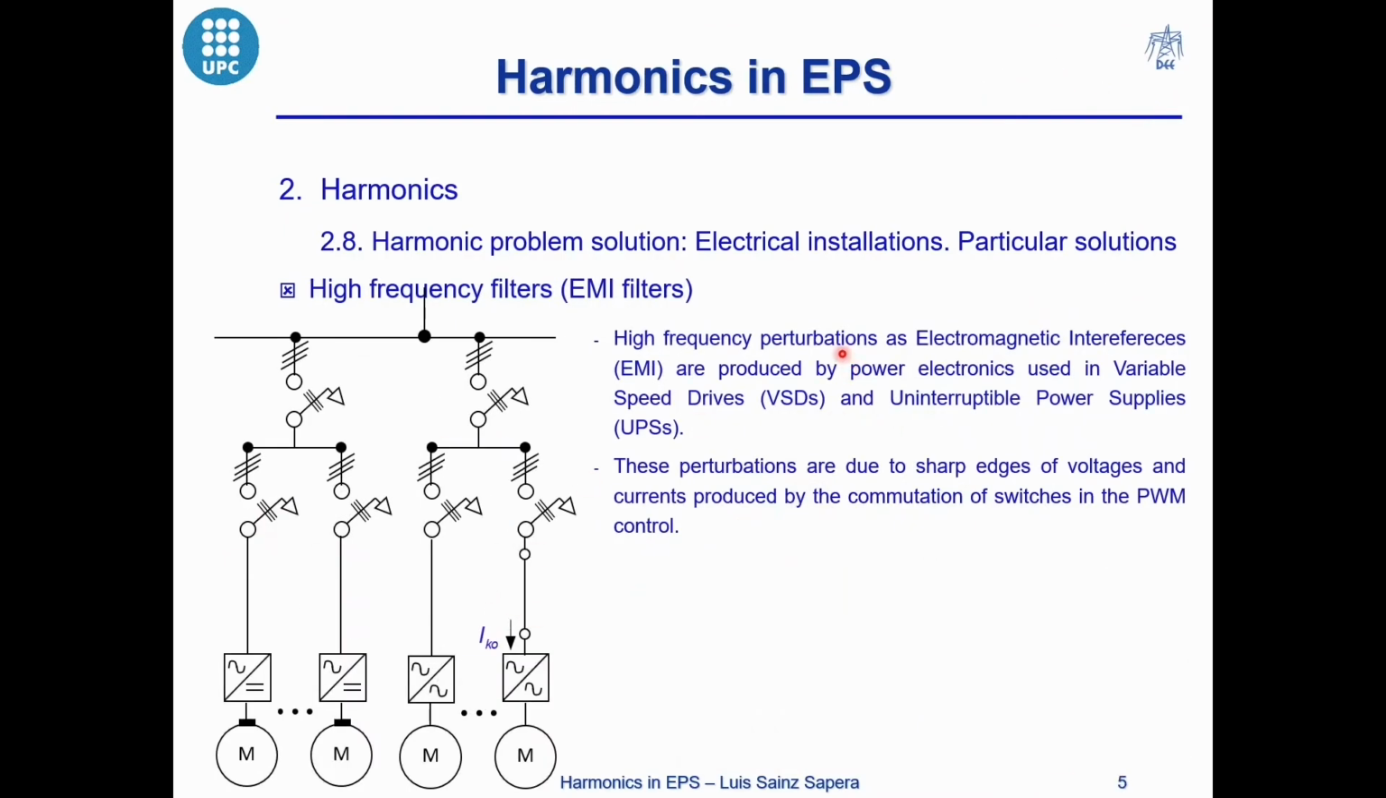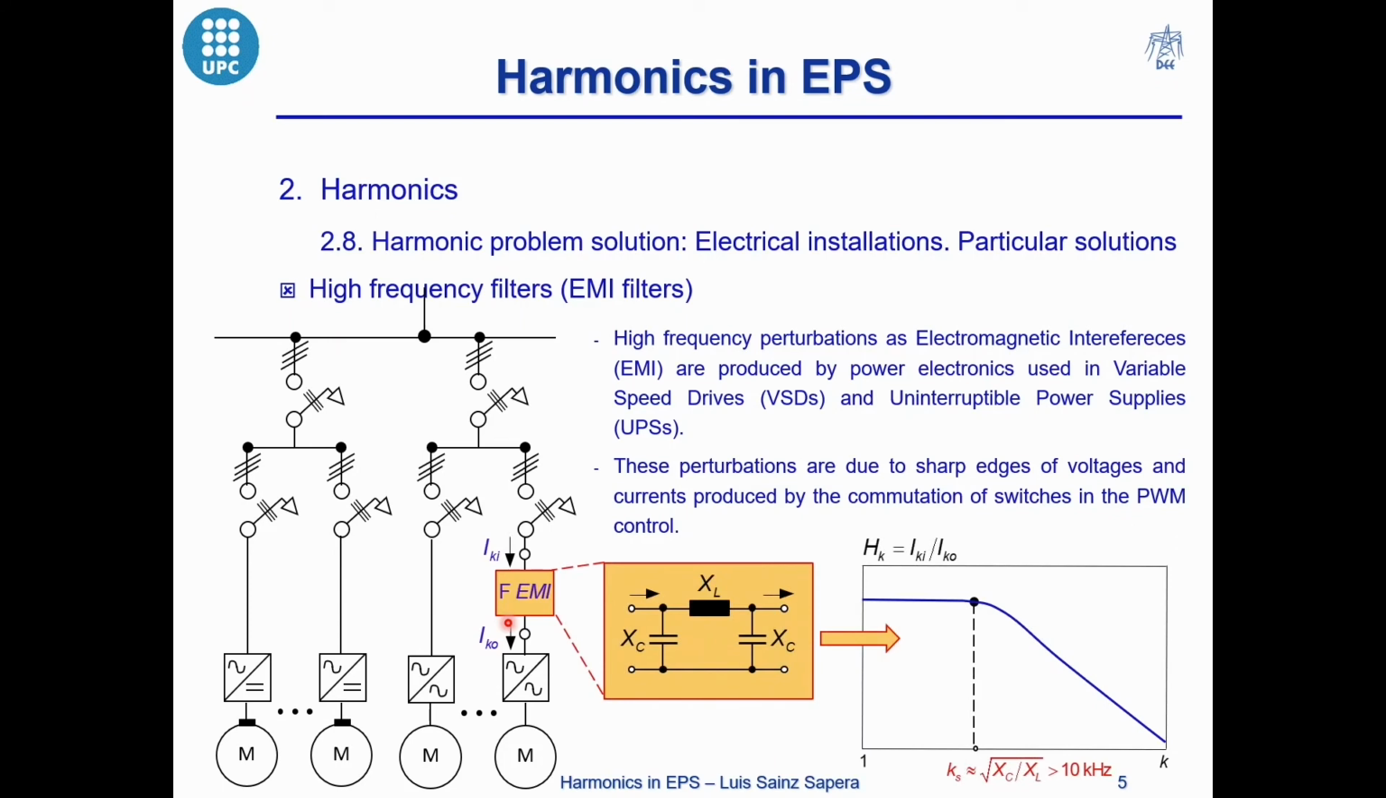High-frequency perturbations produced by power electronics can pollute the electrical installations with high-order harmonic currents. EMI filters can be connected in order to avoid this issue. These devices filter the harmonic currents, avoiding their penetration in the electrical installations.